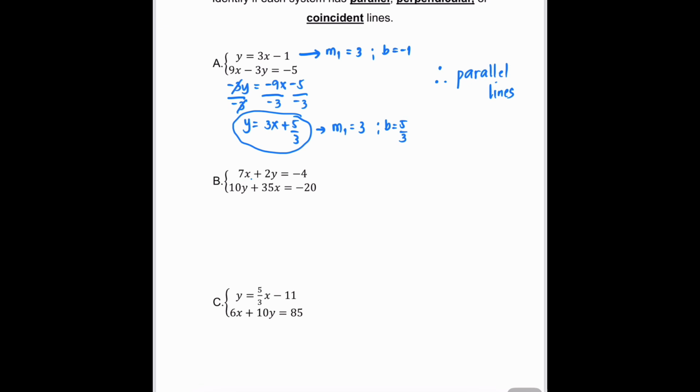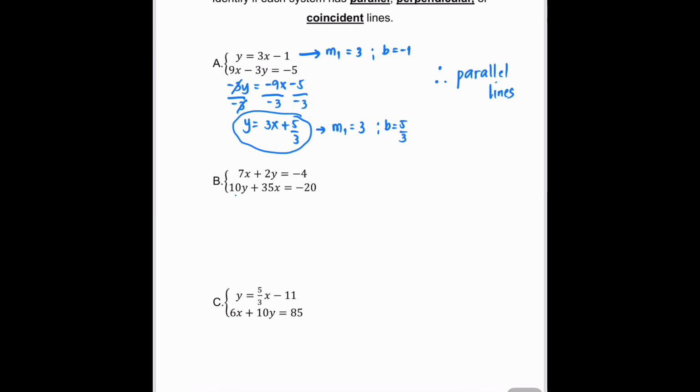Let's head on to the next example. We were given 7x plus 2y equals -4. So both of the equations are in standard form. Okay? Like what I mentioned before, before turning it into slope-intercept form, examine the equation if it can be reduced. Looking at the first equation, you've got 7, 2, and -4. Definitely, there is no certain number that can divide all these numbers, the coefficients and constant, which will give you the exact number.